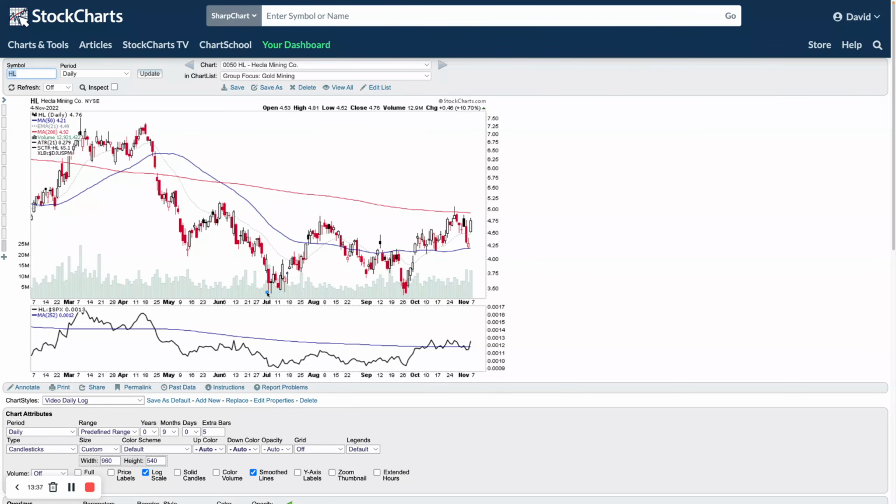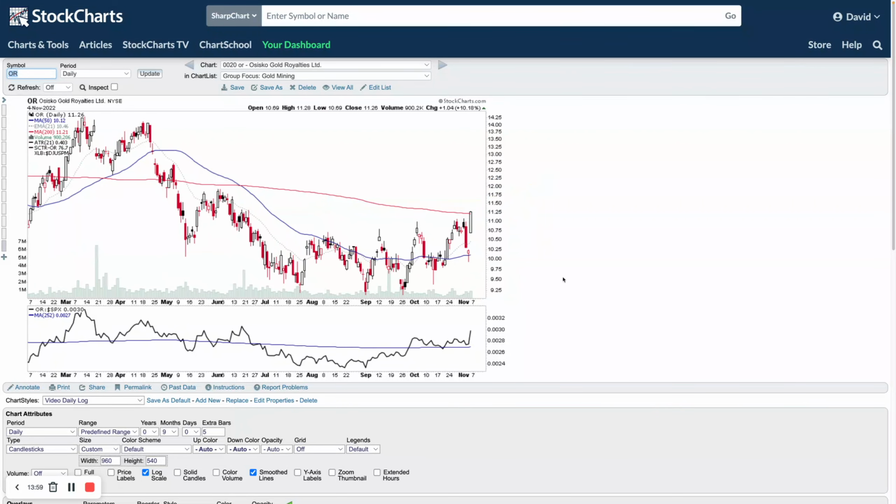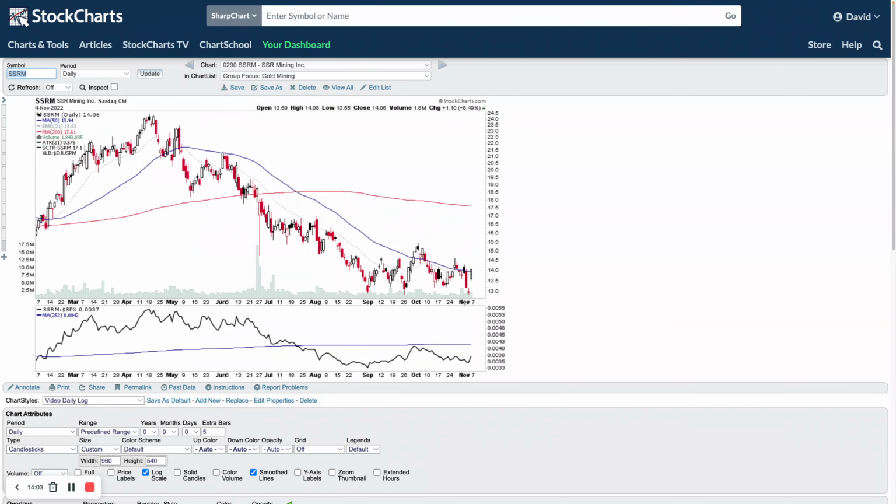Hecla Mining, another silver name, also building a structure. Going sideways for obviously many months now, since May kind of time, but started basing particularly in July here. So again, looking for a breakout sign of strength type rally move, but obviously if it can't do that and earnings drop it back down to the 50-day, then potentially could turn short again. OR also, we just highlighted that a minute ago, so we'll go through that again.